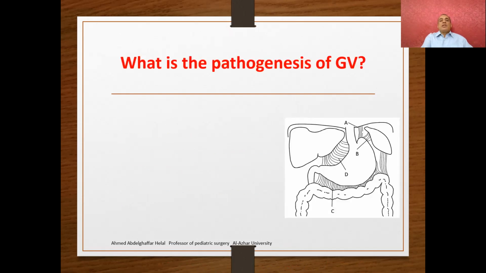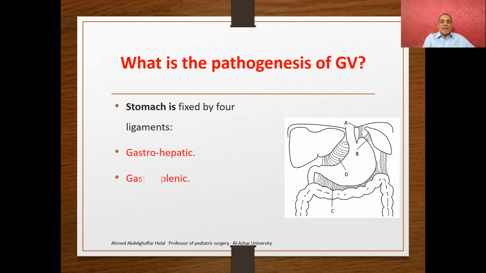What is the pathogenesis of gastric volvulus? It is very important, and all of us know that the stomach is fixed by 4 ligaments. These ligaments are the gastrohepatic ligament, and the gastrosplenic, gastrocolic, and the gastrophrenic. This is the gastrohepatic ligament, and this is the gastrosplenic ligament, gastrophrenic, and the gastrocolic ligament.